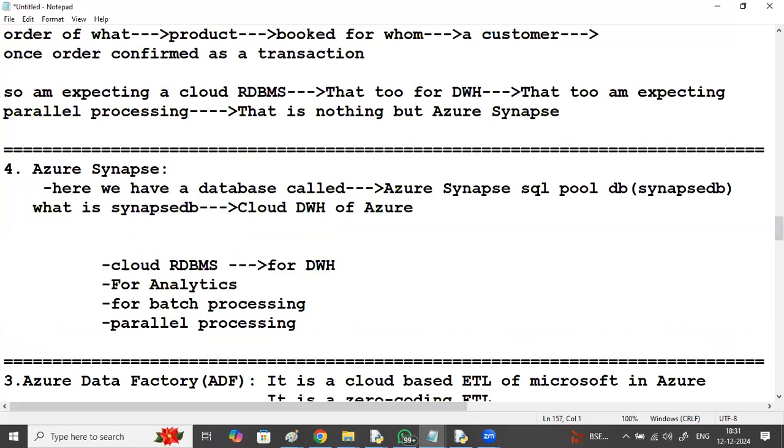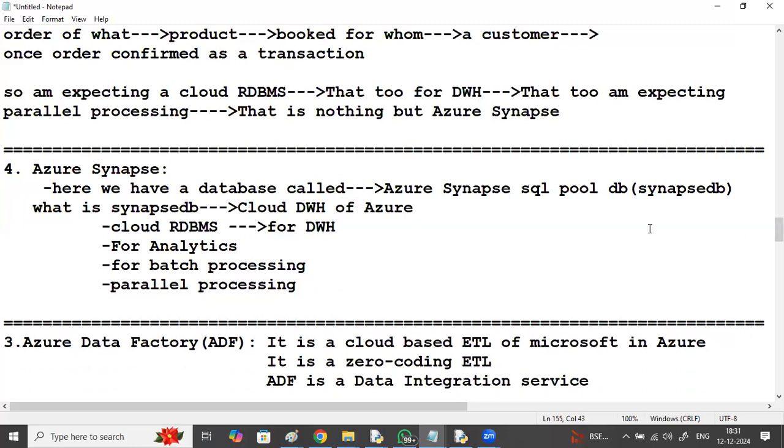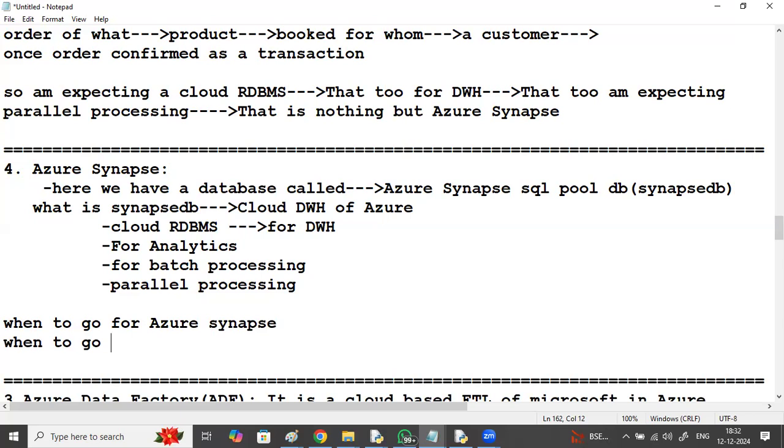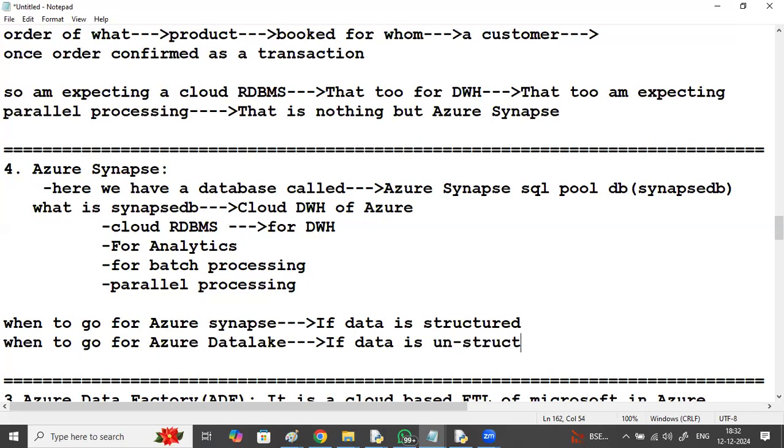You may ask, okay, cloud DBMS for database, for analytics, for batch processing, for parallel processing. When to go for Azure Synapse? When to go for Azure Data Lake? When to go for Azure Synapse means if data is structured. When to go for Azure Data Lake? If data is unstructured and semi-structured. Sir, Synapse DB and Azure Synapse both are different or same?